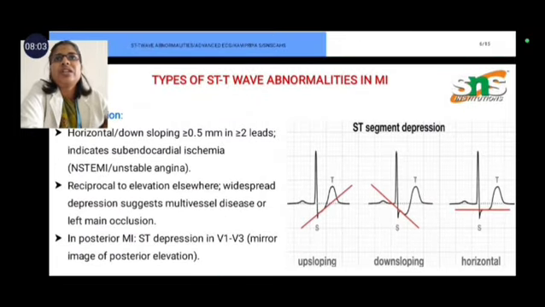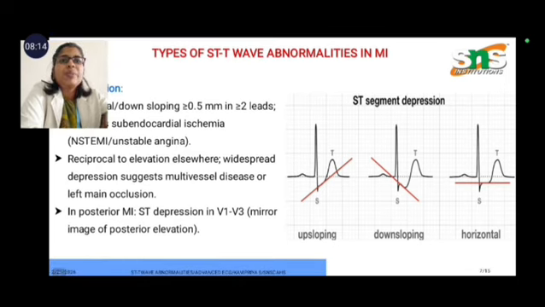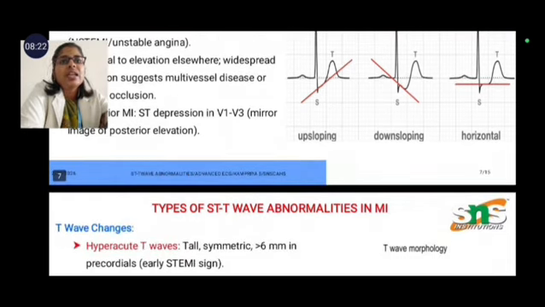And the patient has ST segment depression in reciprocal areas. Here the horizontal and downsloping depressions are also noted. The one is horizontal depression. The reciprocal to the elevation elsewhere, widespread depression, suggests multivessel disease and left main occlusion. In posterior wall MI, ST depression in V1 to V3 can be noted.